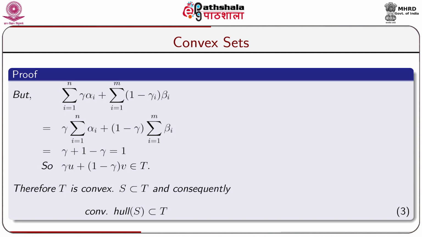But sigma i equal to 1 to n gamma alpha i plus sigma i equal to 1 to m (1 minus gamma) beta i is equal to gamma into sigma i equal to 1 to n alpha i plus (1 minus gamma) into sigma i equal to 1 to m beta i, which is again equal to gamma plus (1 minus gamma), and that is equal to 1. So gamma u plus (1 minus gamma) v belongs to capital T, and it shows that capital T is convex and S is a subset of T, and consequently the convex hull of S is a subset of T. This is equation number 3.